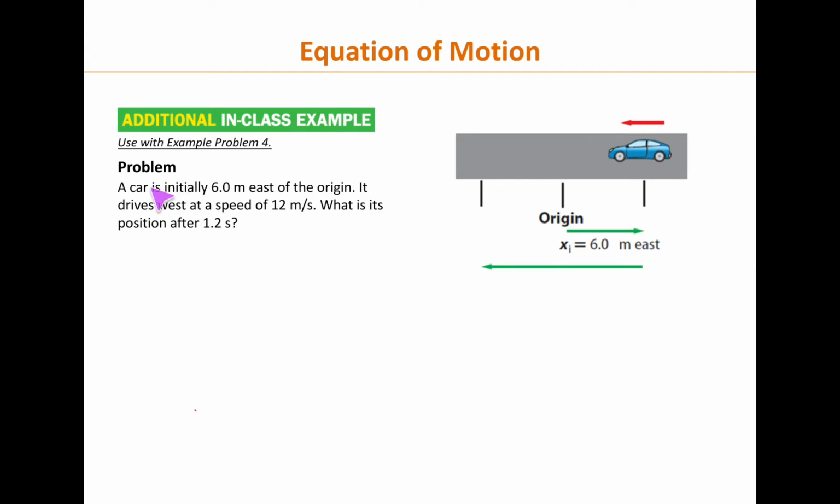Here we have a problem. A car is initially 6 meters east of the origin. It drives west at a speed of 12 meters per second. What is its position after 1.2 seconds?